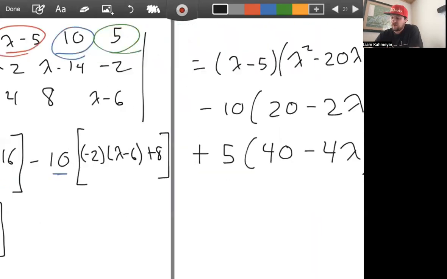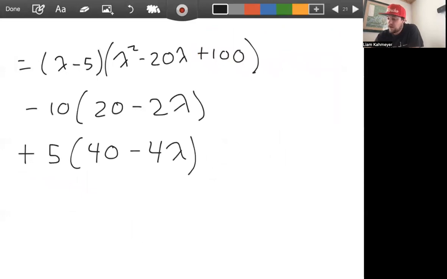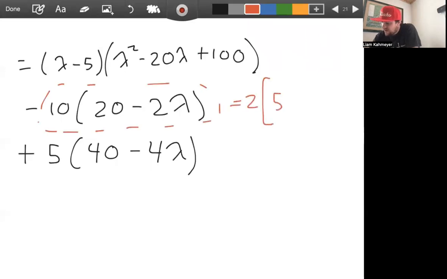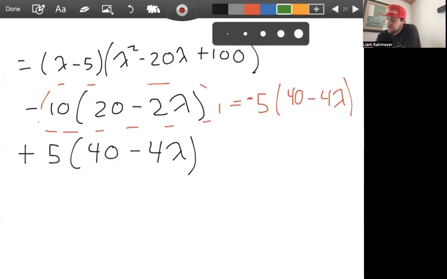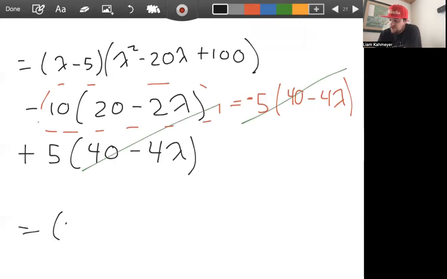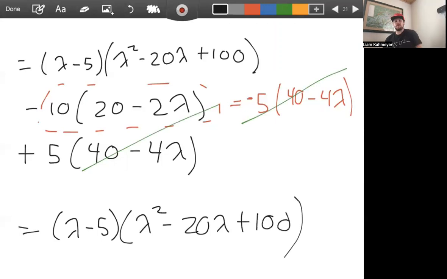But what do we notice here? Right now we've simplified everything. We need to simplify this even more. You may notice that this term here is equal to 2 times 5 times 20 minus 2 lambda, right? Or excuse me, if you multiply the 2 there, again, basic arithmetic, you split that up, that 10 is 2 times 5, and then multiply the 10, you're going to get 40 minus 4 lambda. And so we have a negative 5 plus 5 times 40 minus 4 lambda, which means, luckily, those terms cancel. This simplifies to lambda minus 5 times lambda squared minus 20 lambda plus 100.